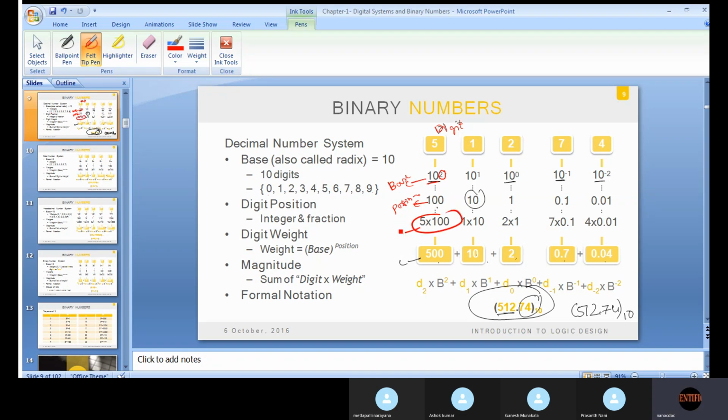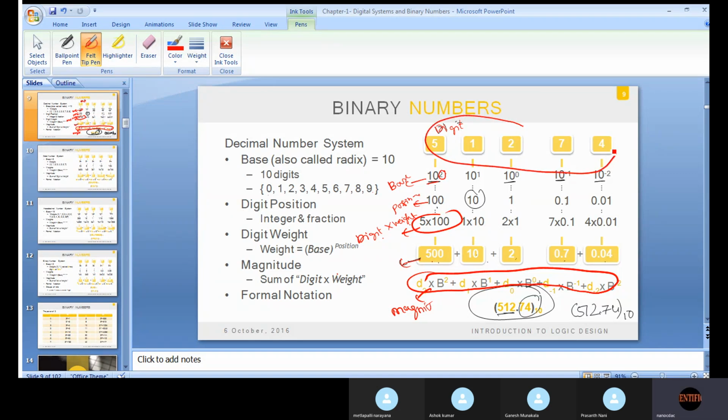So 5 into 100, it is giving digit into weight. Okay, this is digit into weight. Sorry, digit into weight. And this is digit into weight. Completely, if you are summing up together, it gives you the total magnitude of this. Okay, the total magnitude. This is the decimal number system. So I hope you know these things. It is simple.